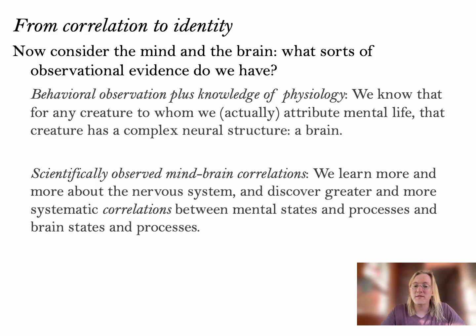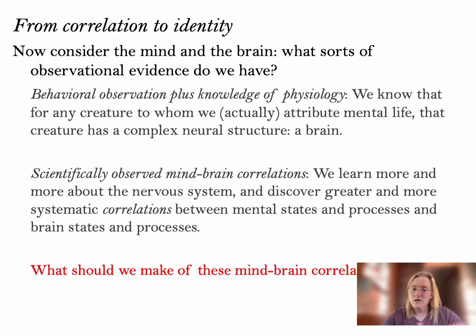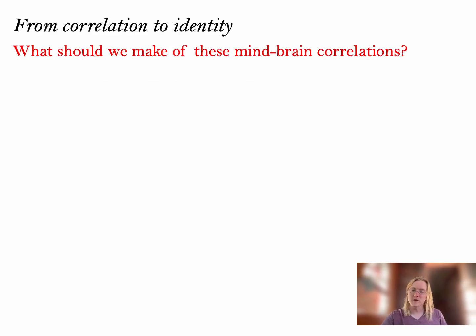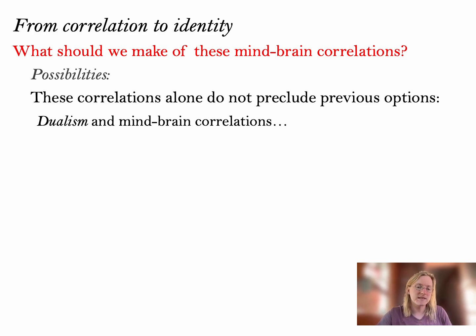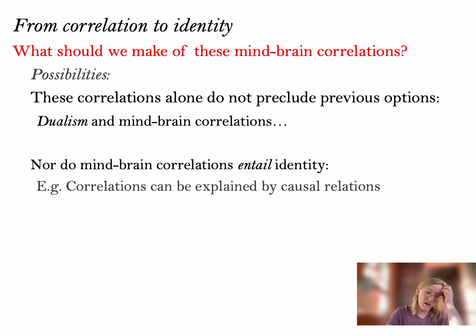We learn more and more about the nervous system and discover greater and more systematic correlations between mental states and processes and brain states and processes. So where creativity resides or executive function resides, these are parts of the brain that we learn more about as we do more brain science. So what should we make of these mind-brain correlations? Well, for the identity theorists, it's going to be a kind of identity. For the dualists, you're going to say, well, there's some relationship, but it's not an identical relationship like water and H2O.